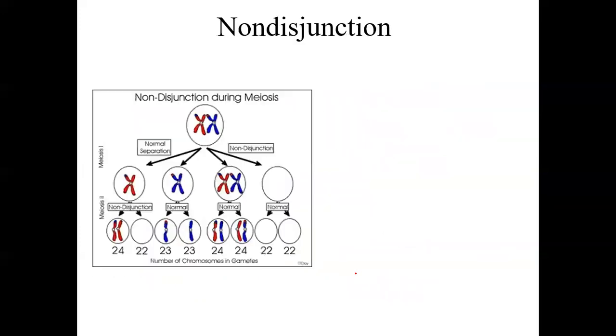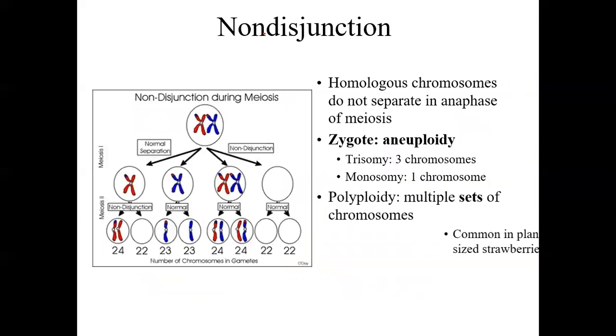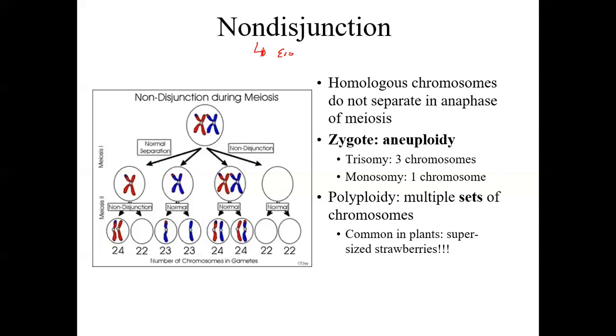But I do want to mention non-disjunction here, and let me clarify why this matters. This is typically going to be an error, an error in meiosis 1 or 2. Basically, the chromosomes get separated incorrectly. If you had these two chromosomes lined up, if this was meiosis 1, right? If you look here on the left side, they separate normally, meiosis 1.